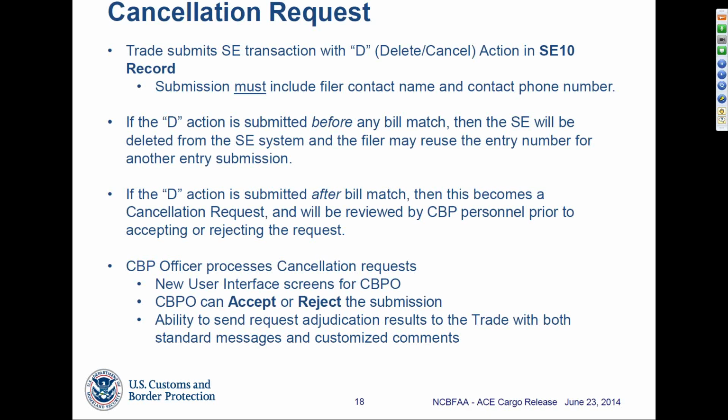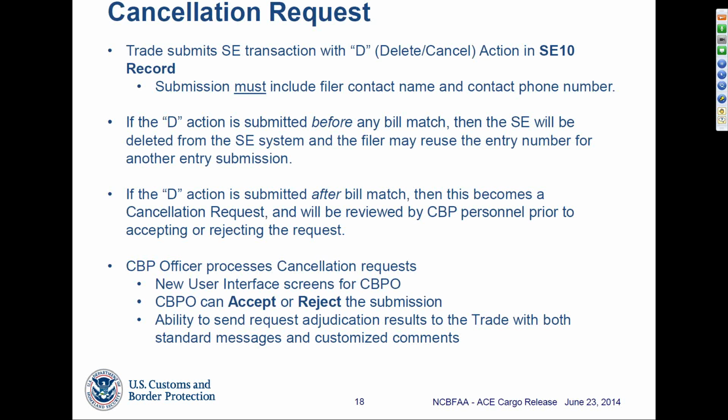If the D action is submitted after a bill match, that's after the bill's been manifested by the carrier, it becomes a request and pops up on the CBP screen. They will see this and they will work the request based on the details that you gave them. As they process it, they can accept or reject. They send these results back, and they have standard drop-down menus. They can say, I want to see a 3299 form for personal effects, that's why I'm rejecting this before I do something else. That's another type of informal entry, obviously.